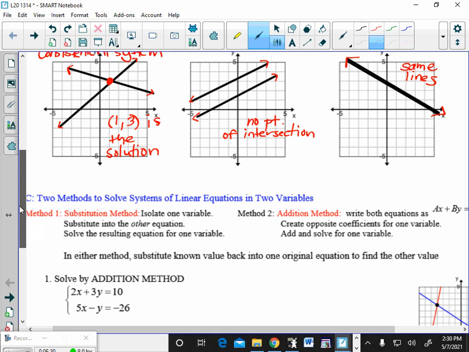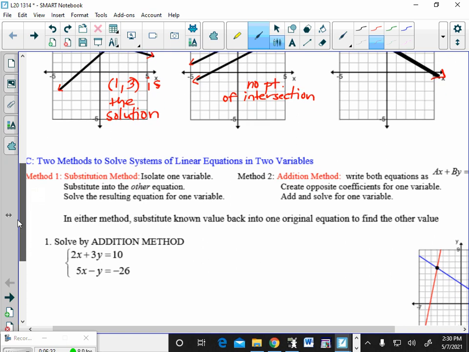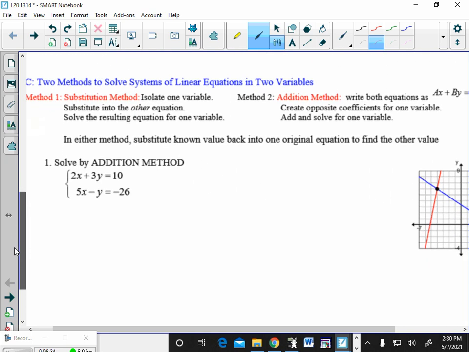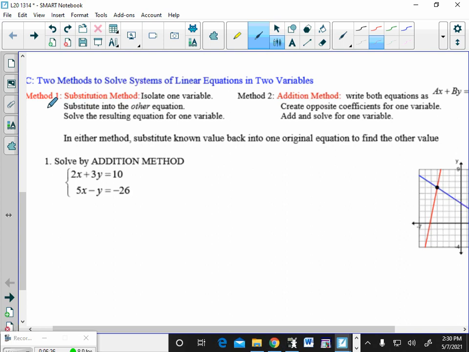Okay, let's talk about our methods for solving systems of linear equations in 2 variables. The substitution method is nice because you can isolate one variable and substitute it into the other equation. For the addition method, we're actually going to add the equations together and eliminate a variable.